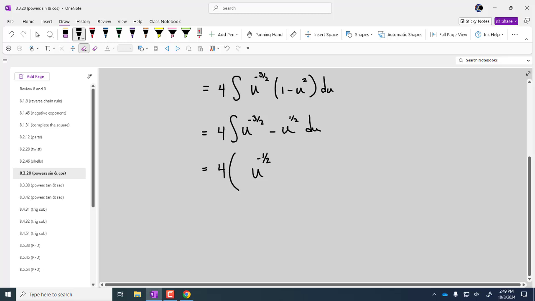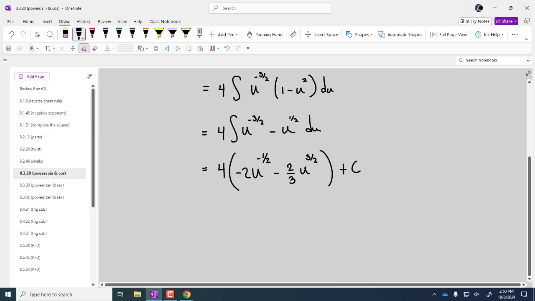Okay, so power rule here, we're going to add 1 to the exponent. Add 1, we get negative 1 half. Dividing by negative 1 half means multiplying by negative 2. And then over here, we're going to add 1 to the exponent, getting 3 halves. Dividing by 3 halves means multiplying by 2 over 3. Plus c.